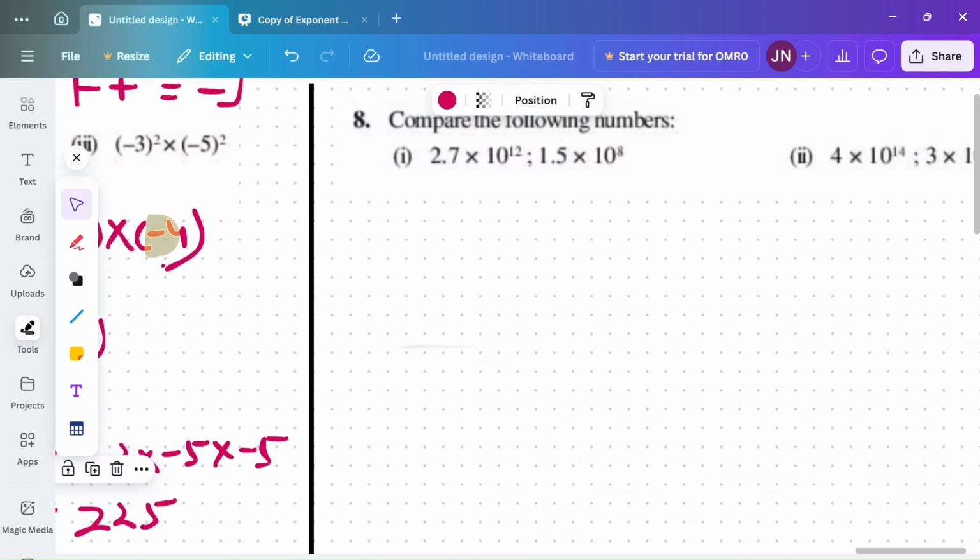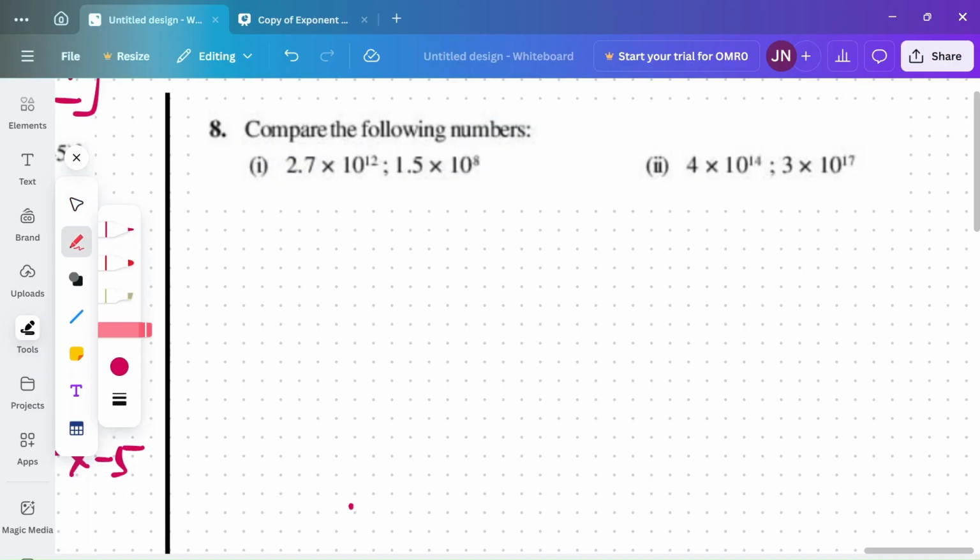Now, let's have a look at the last question of this exercise. It is also about comparison of numbers. Compare the following. Now, to compare, see, they have given us the power of 10. So you have to look at the power of 10 here, which one is greater. Then compare 2.7 and 1.5 also in this case. In these two questions, look at the number. We have only one digit before the decimal. The number of digits is also the same. The decimal placement is also the same.